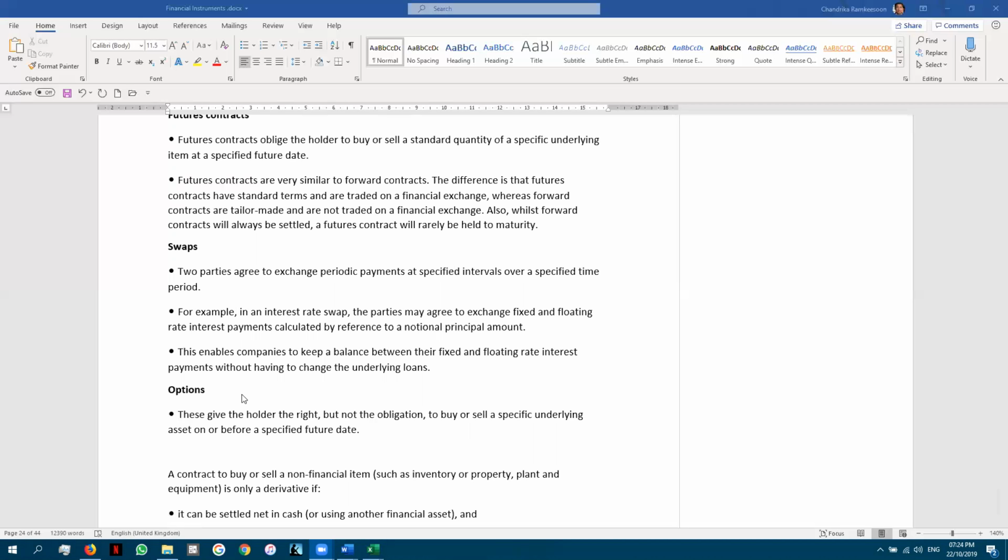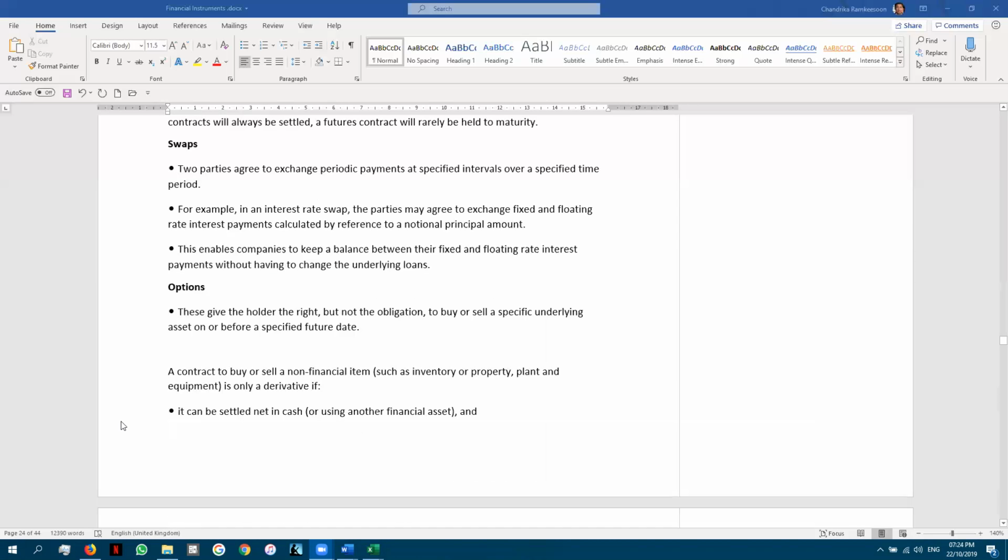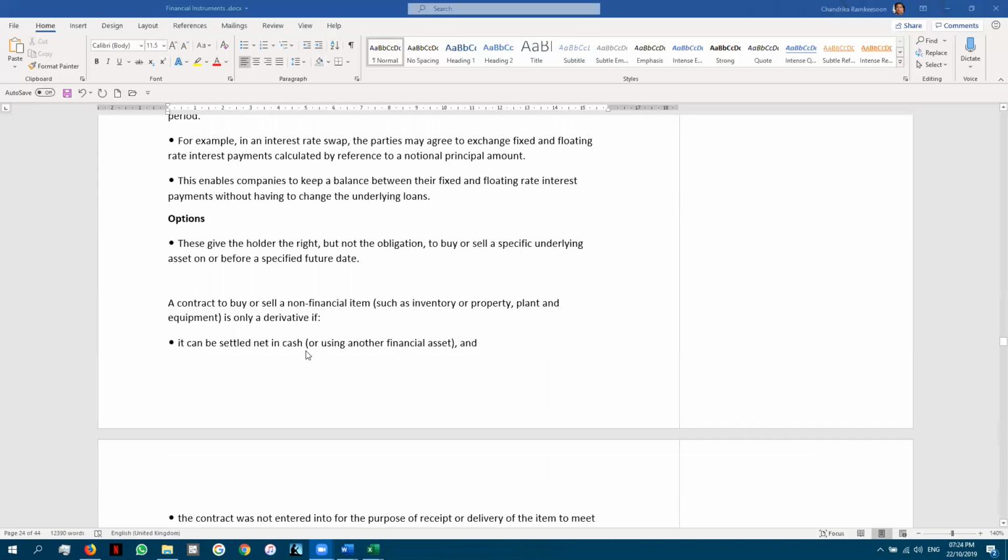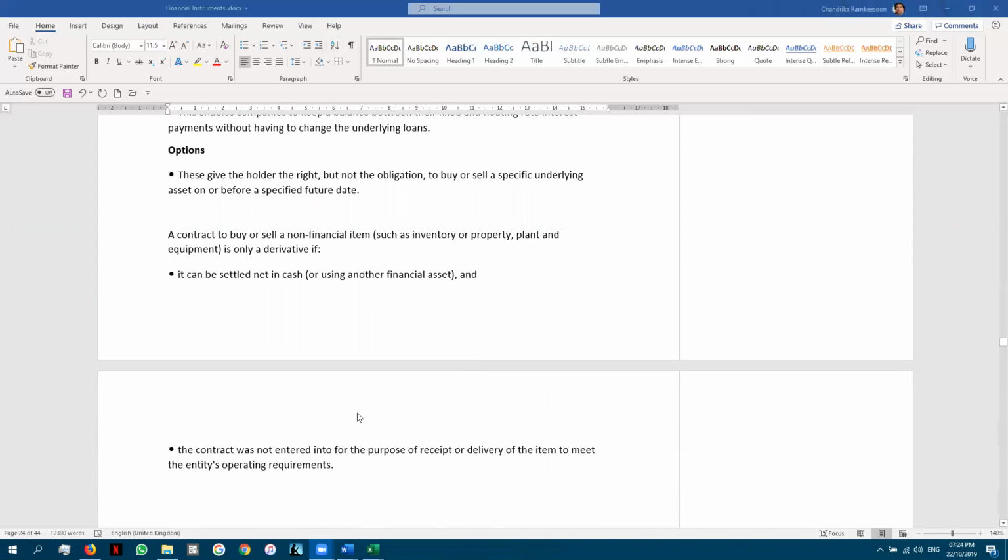Options. These give the holder the right but not the obligation to buy or sell a specific underlying asset on or before a specified future date. A contract to buy or sell a non-financial item such as inventory or property or plant and equipment is only a derivative if it can be settled net in cash. Now I will explain what this is to you shortly. Or using another financial asset, and the contract was not entered into for the purpose of receipt or delivery of the item to meet the entity's operating requirements.